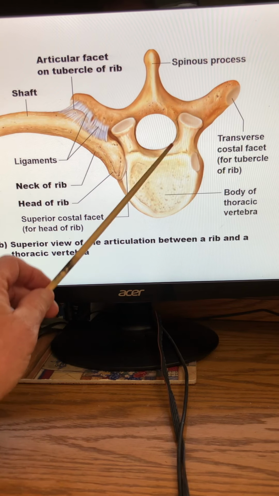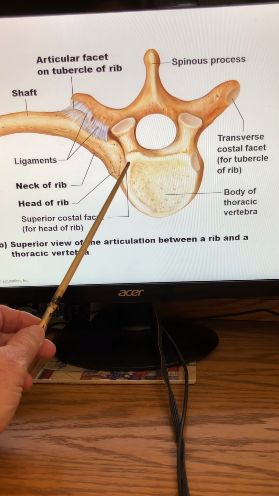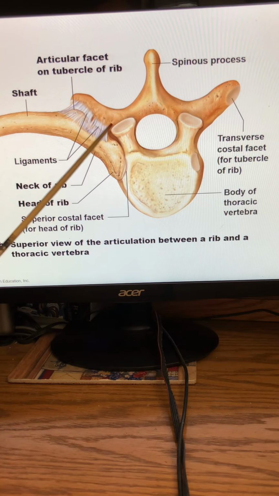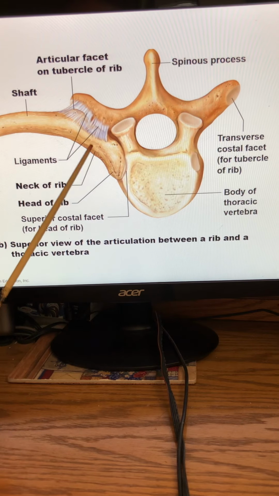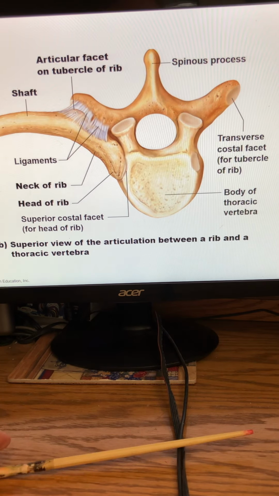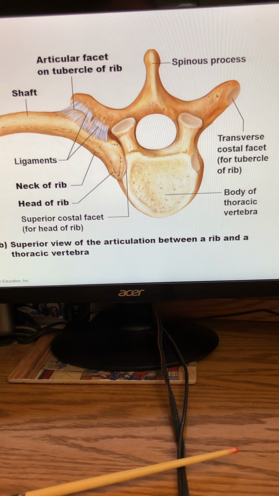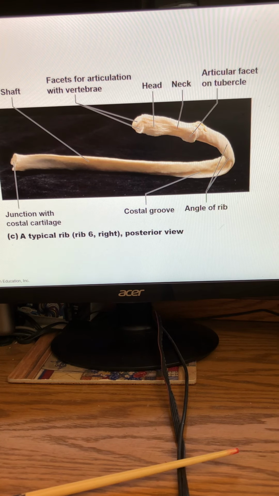Here's a thoracic vertebra. How do you know that? Well, it's got a perfect circle. Here's going to be the head of a rib attaching to the body. And then here is going to be the transverse process. And of course, the rib tubercle attaches to the transverse process at this flattened little area there. So it shows it to you pretty well. And here's a typical rib 6. Not that you're ever going to have to identify it as rib 6 or anything like that, but you can see all of the parts that make up the rib itself.